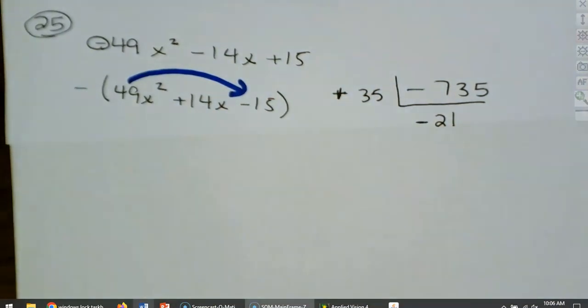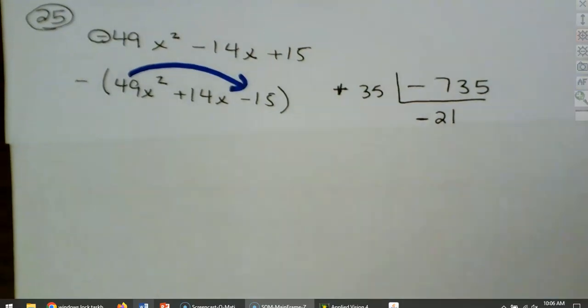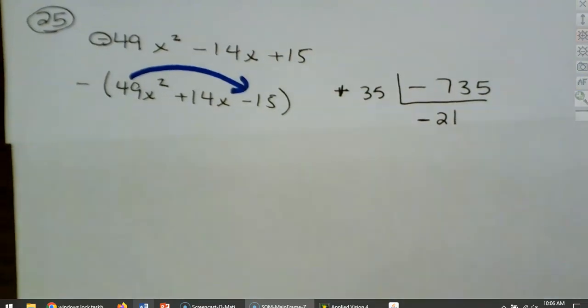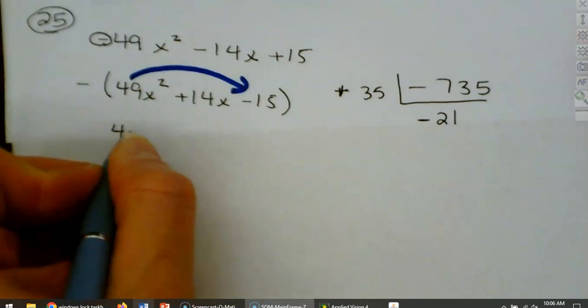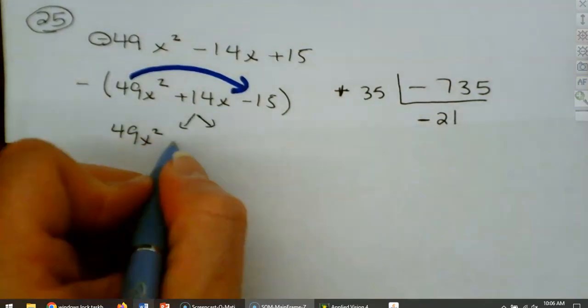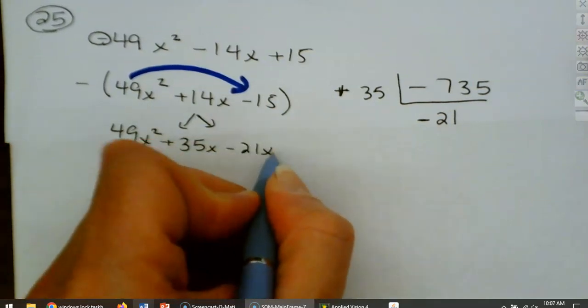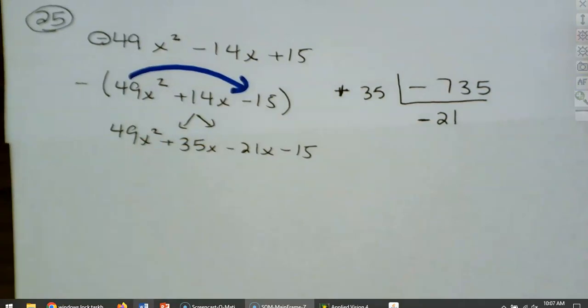How did I get those numbers? I just started working with it, and it ends in a 5. So you try 5, 10, 15, 20. Once you do a lot of these, you kind of know how the patterns work. I said, let's try 35. 35 happened to work. Now we have to, because of that 49, split up that middle. And that's going to be a positive 35x minus 21x and minus 15.